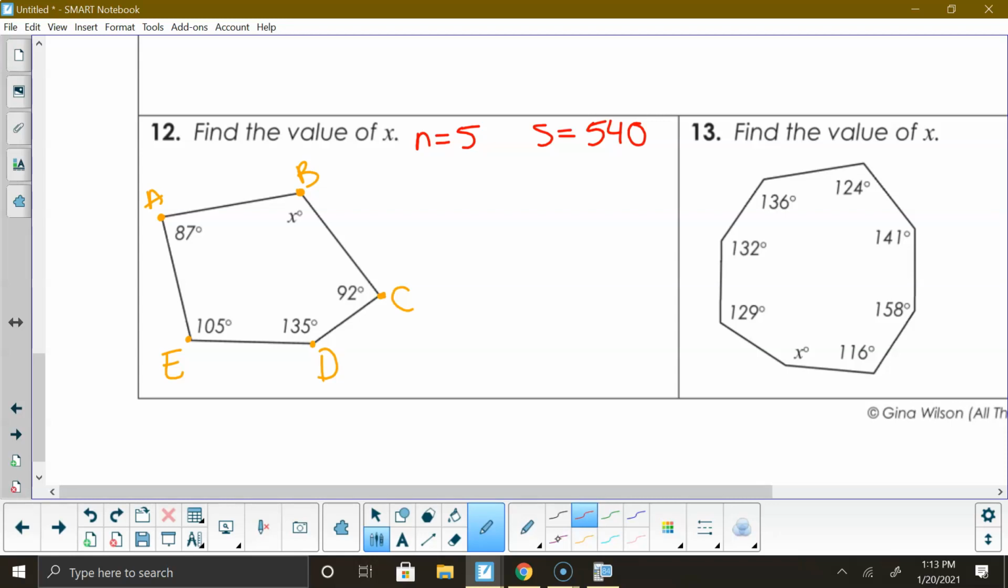Alright, so if I know all 5 of these need to add up to being 540, I'm going to say 540 equals 87 plus 10. Add them all up. That's exactly how you do it.